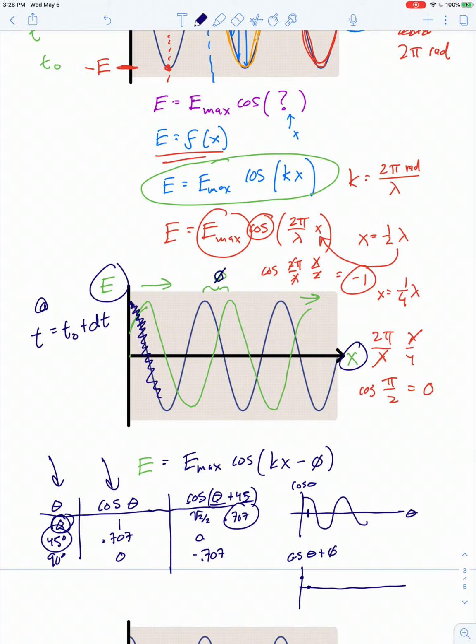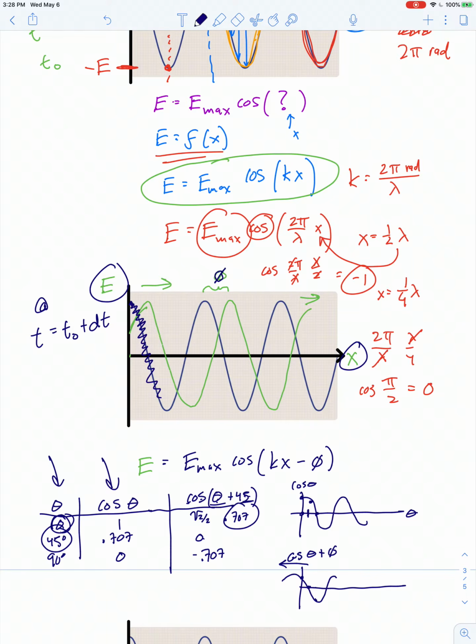So where this one at 0 was maximum, and at 45 degrees was 0.707, at 90 degrees is 0, this one at 90 degrees is some negative value, and so what we actually have is a graph that looks like cosine, but it's been shifted a little bit to the left.